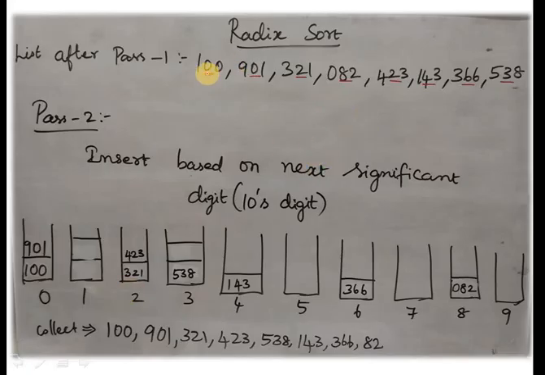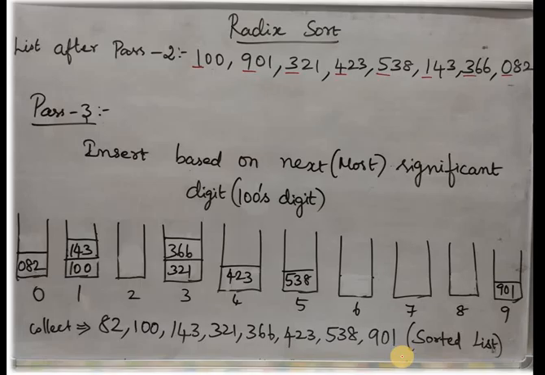Okay, so here for 100, the tens position is 0, so you have to insert it into bucket 0. Likewise you insert all the elements. After inserting all the elements into their respective queues, you have to collect the elements in order. After collecting in order, you take that list for the next pass. So the list after pass 2. In this pass you have to consider the most significant digit, only one more digit, so you have to consider the hundreds position. According to that significant digit you insert all the items into the respective queues.